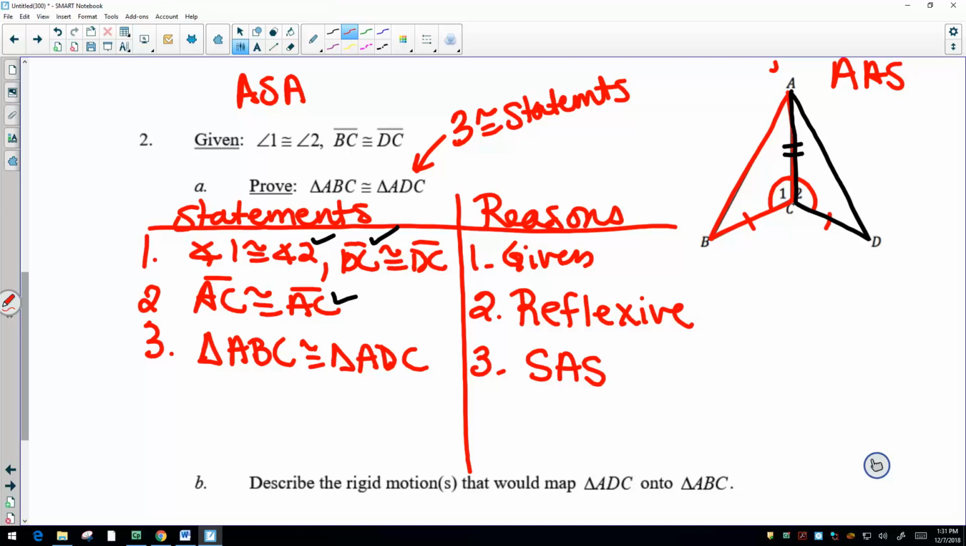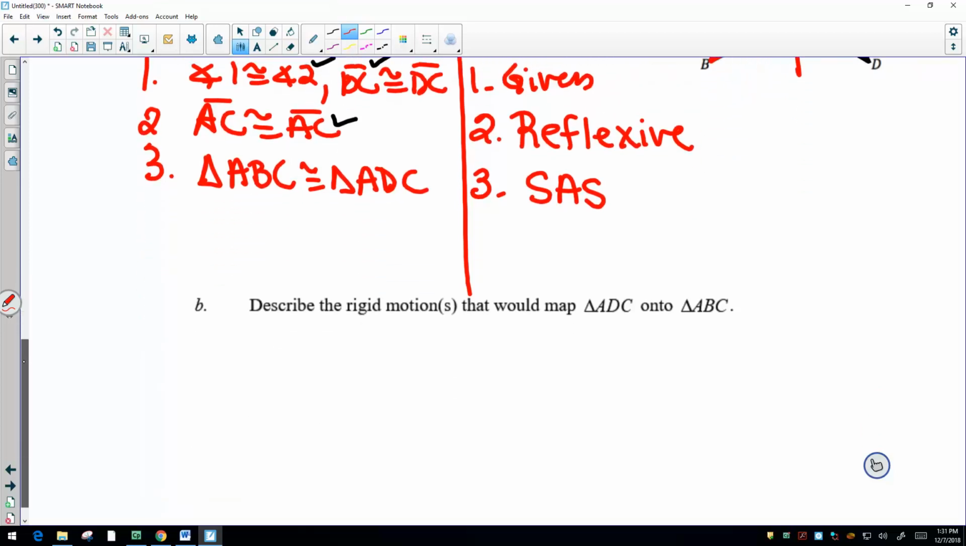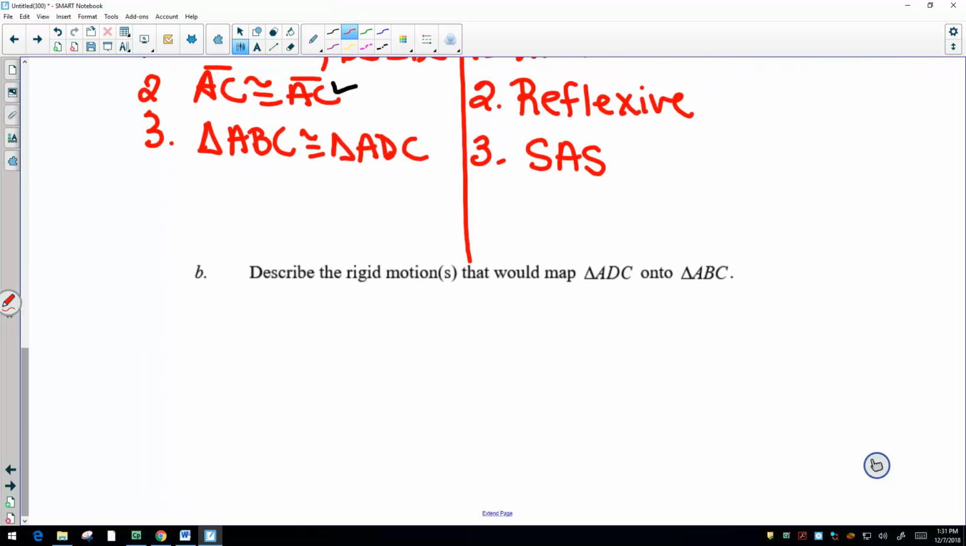Okay, so then it says describe the rigid motion that would map ADC onto ABC. So in other words, how can I get this triangle over to the other triangle? Well, if I look at this line here, line AC, that looks like a really nice line of reflection. If I reflected that triangle over AC, those triangles would map up to each other. So I could say in this case, a reflection over that segment AC.